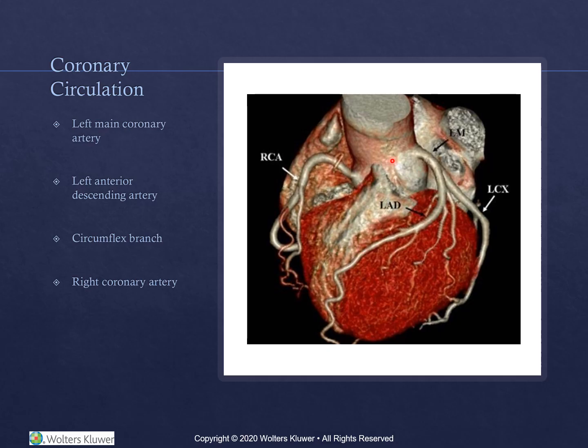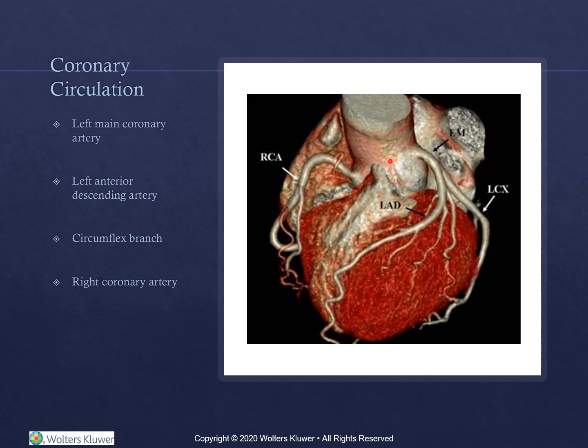So again, you can see them coming right off the aorta. So here's your left main coronary artery, and it branches into what we call the left anterior descending that runs all the way down to the apex of the heart. And then here is another artery that branches off the left main, the left circumflex branch, which kind of comes around and supplies blood to the middle of the heart muscle and a little bit to the right ventricle. And then you also have the right coronary artery. So that branches directly off of the aorta too.